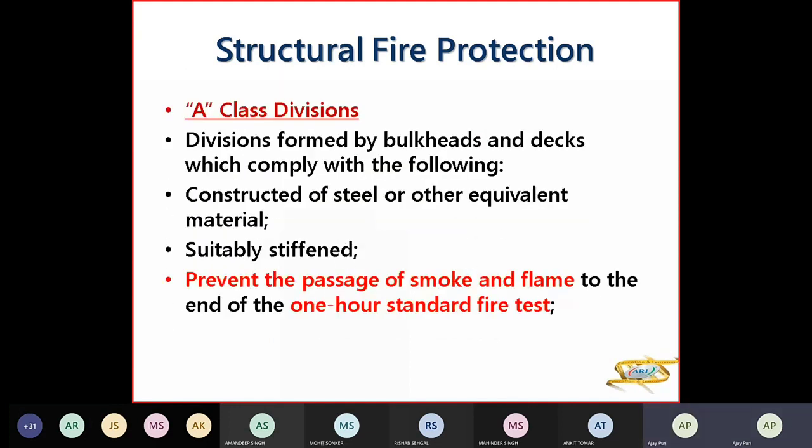Now, basis your standard fire test, we will divide our bulkheads into A class, B class, C class fire bulkheads. So A class bulkheads are divisions formed by bulkheads and decks which comply with the following. They should be constructed of steel or equivalent material. They should be having suitable stiffening.